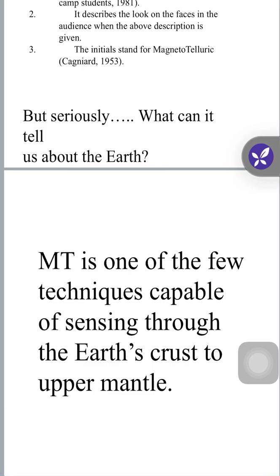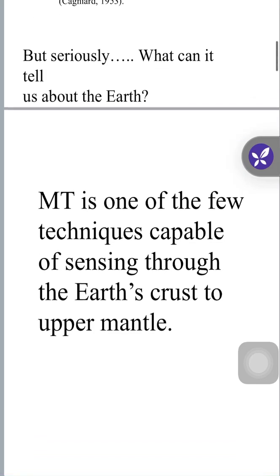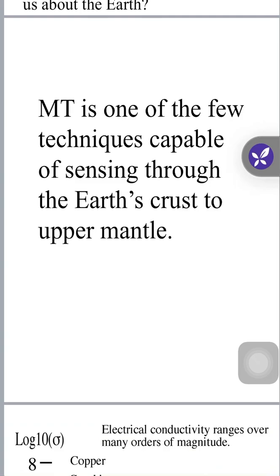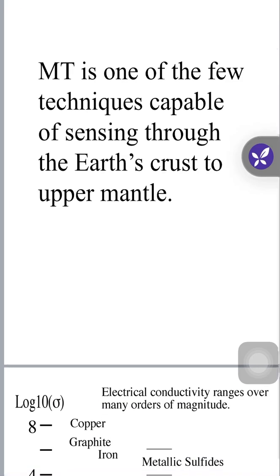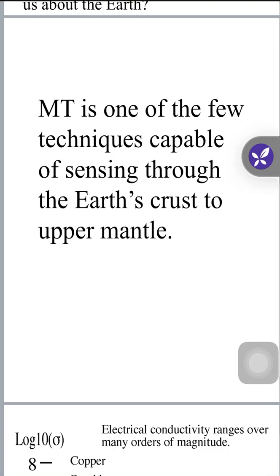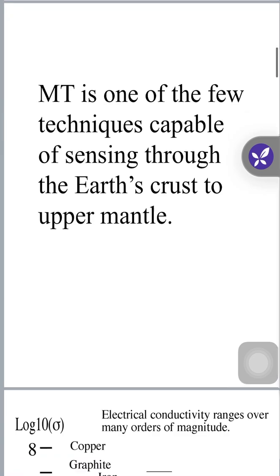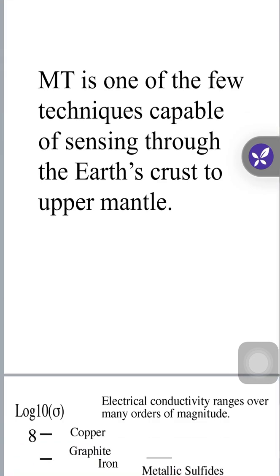Later on we will come to know what we actually learn about the Earth by using this method. MT is one of the few techniques capable of sensing through the Earth's crust to the upper mantle. So when we talk about the Earth's crust to the upper mantle, it means that with the help of this technique we can collect subsurface data from tens of kilometers to hundreds of kilometers, up to the upper mantle of the Earth's crust.